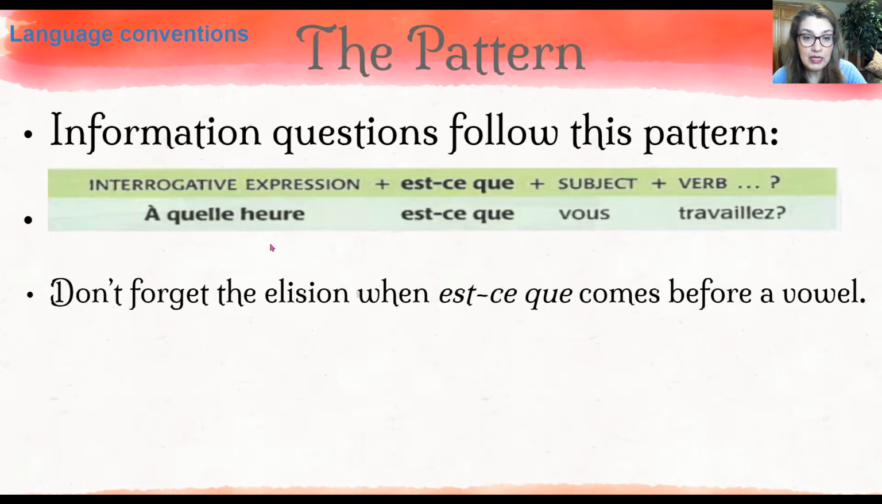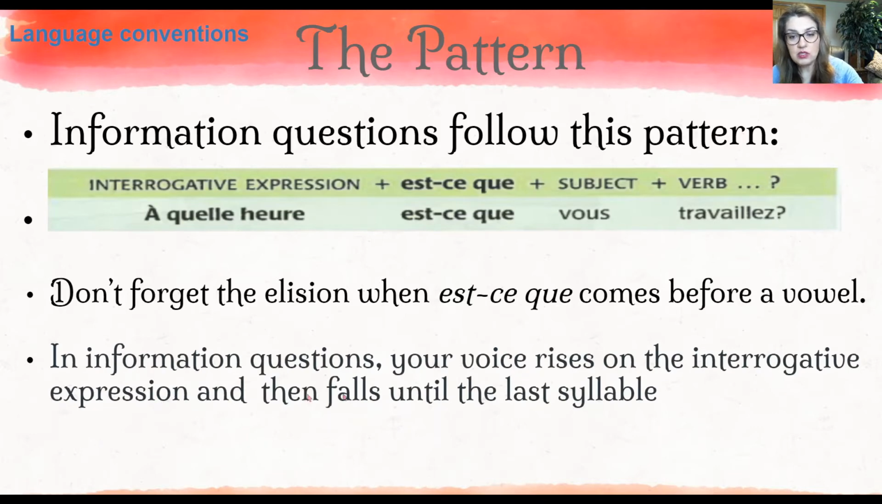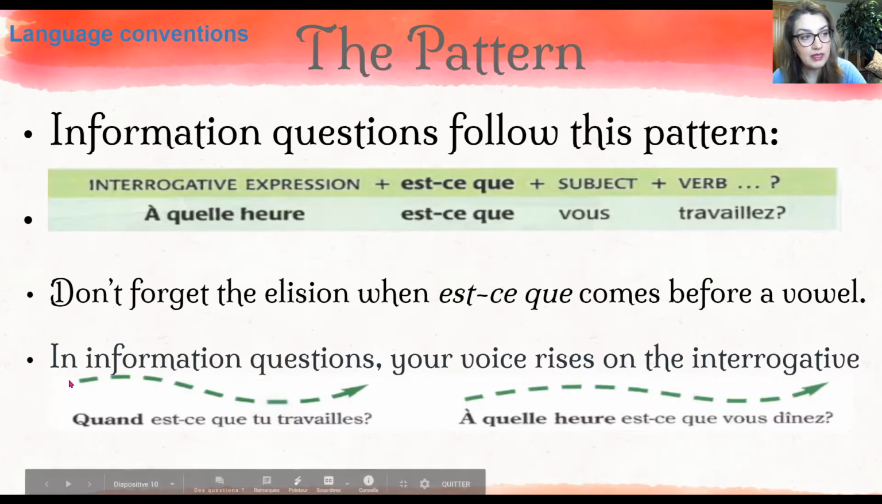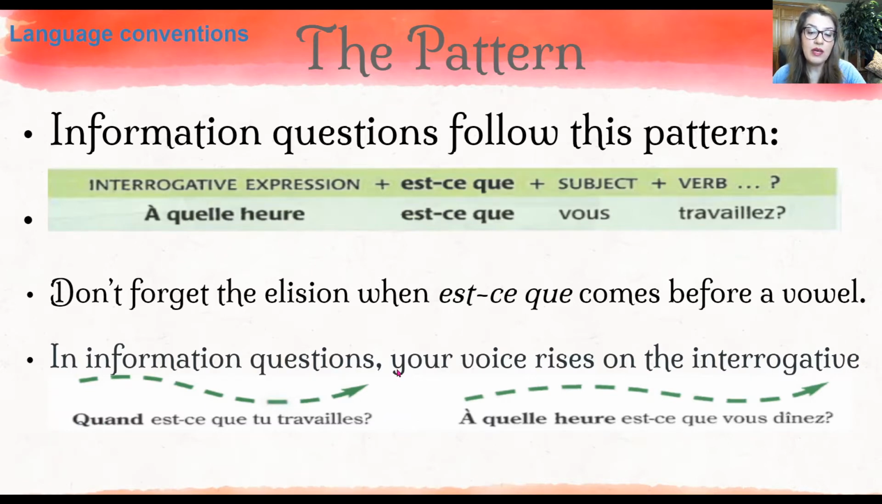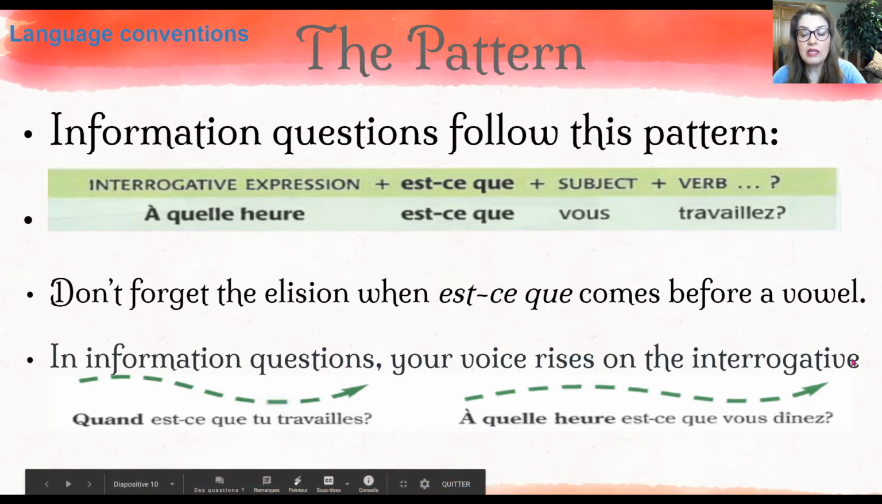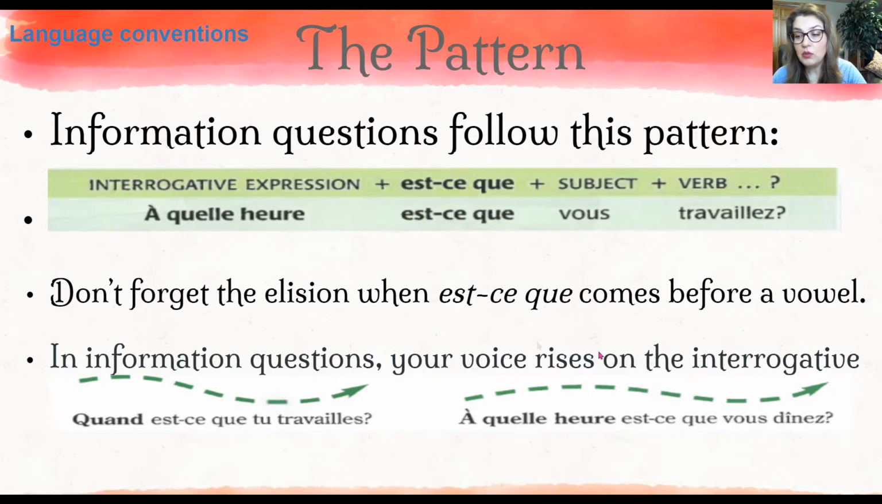Don't forget the elision when est-ce que comes before a vowel. So if the subject here starts with a vowel, you have to drop the e and add an apostrophe. In information questions, your voice rises on the interrogative expression and then falls until the last syllable. And it sounds like this. Quand est-ce que tu travailles? À quelle heure est-ce que vous dînez? When do you work? And at what time do you eat dinner?